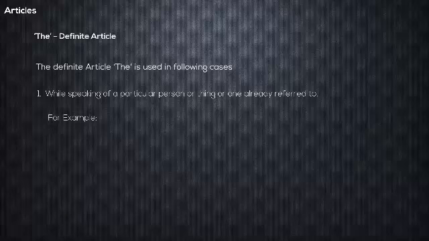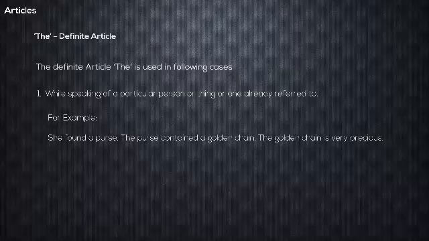For example, she found a purse. The purse contained a golden chain. The golden chain is very precious. In this sentence, a purse is referred to in the first part of the sentence. Therefore, in the second part of the sentence, we refer to it using the article the.